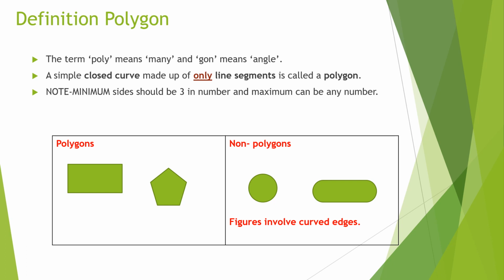You can see the table for the figures, polygons and non-polygons. The circle and the next figure involve curved edges, so these are not polygons, while the rectangle and pentagon are polygons. You have to note that the minimum number of sides needed to make a polygon is 3 and the maximum can be any number. That is, we can take any number of sides to make the polygon.